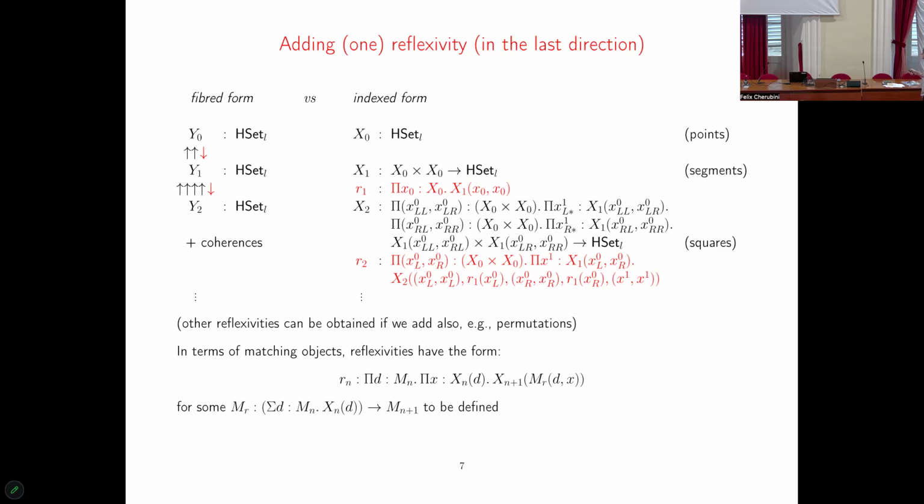So what does it mean to add the degeneracies? The index structure is a stream of X0, X1, X2, which are families. What you have to add is a reflexivity from the set X0 to the set X1. And the reflexivity, in the cubical case, is connecting X0 twice.